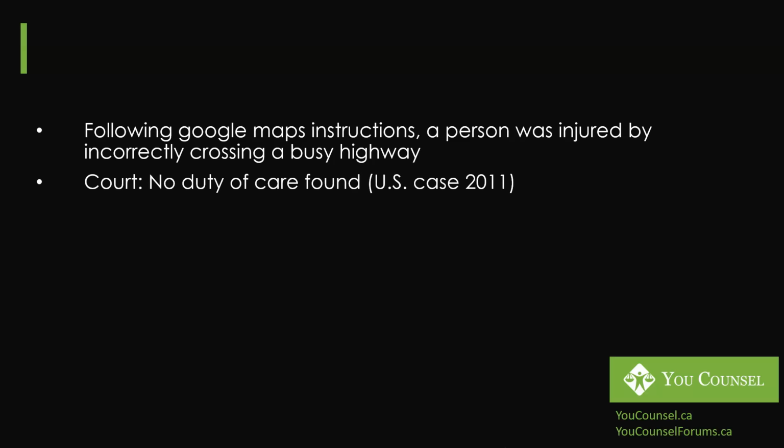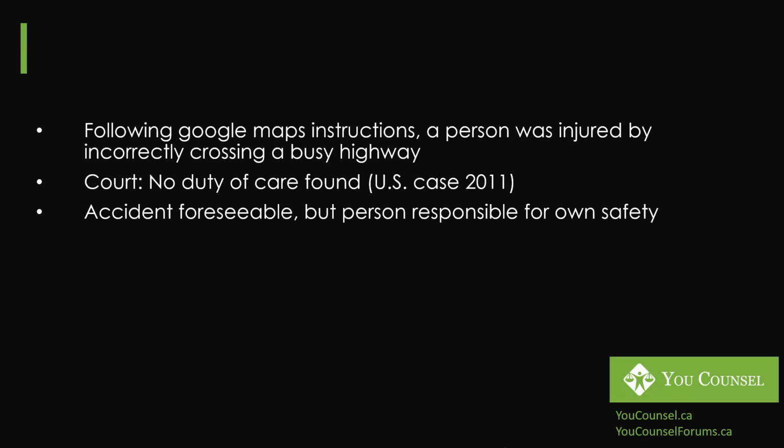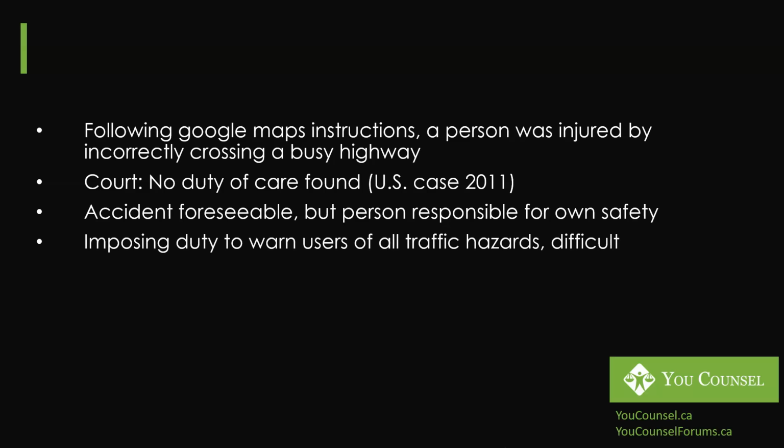And in that case, the court found that Google did not owe any duty of care to that person. And what was some of the reasons? The court indeed acknowledged that the accident was foreseeable. When you follow Google Maps instruction and you end up getting a wrong instruction and you cross the street incorrectly, then it is foreseeable that you will get into an accident. But the court held that the person was ultimately responsible for their own safety. So they should have looked after their own interest and seen the road or had some visual understanding of the circumstances and looked after their own safety. So that was one reason given by the court not to find duty of care.